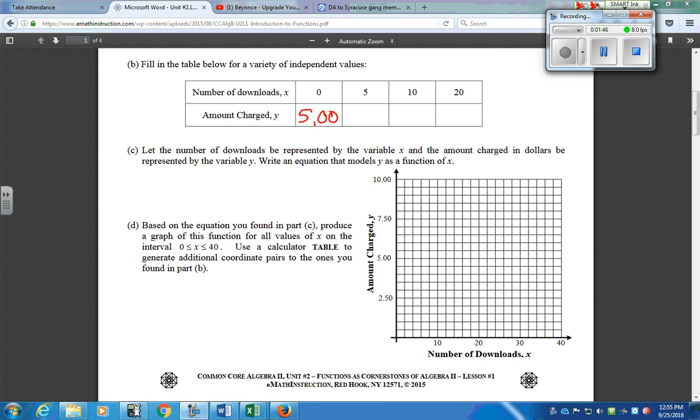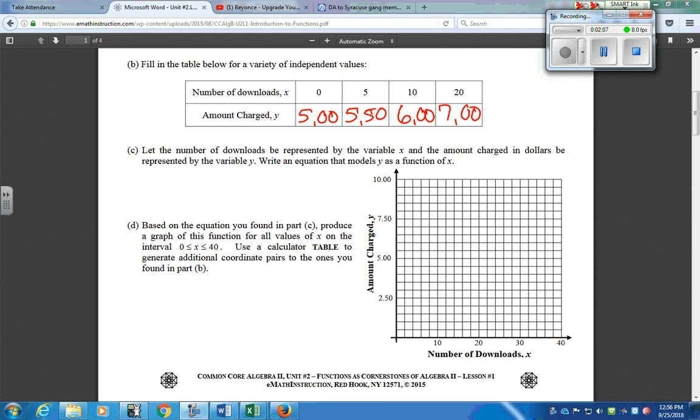If you have 5 downloads, it's 10 cents a download. So that means that you'd be at $5.50. Sorry, my periods are looking like commas, my decimal points. 10 is going to be $6. And then if we do 20 downloads at 10 cents each, that's going to be another $2 on top of the 5. So that'll be $7.